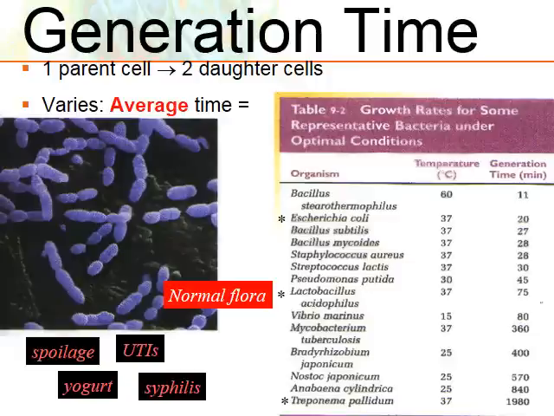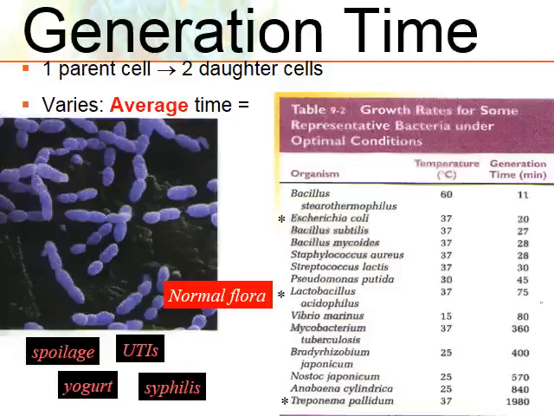Some microbes don't like it at 37 because it's too cold. Like, for example, Bacillus stearothermophilus. Optimal temperature is 60 degrees Celsius. That's really, really hot. And at that particular temperature, it's a really fast grower. It divides once every 11 minutes. This bug causes food spoilage. And so it'll love to grow on your food when it's still hot.